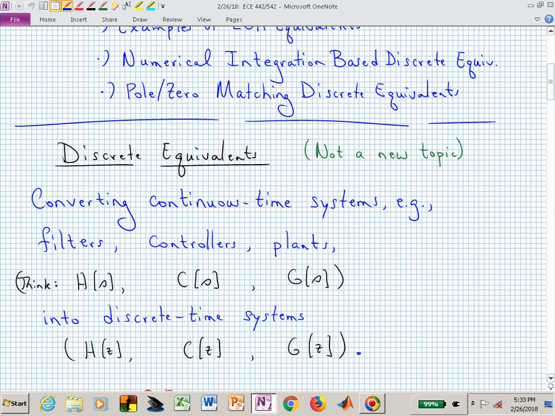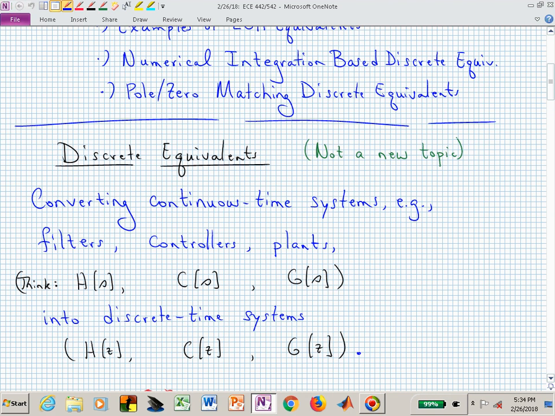Really, when we say discrete equivalents, it's just a way to convert from an analog system or a continuous time system into a discrete time system. And there's many different ways of having a continuous time system. You could have a filter, think a low-pass filter. You could have a controller, maybe that's a proportional integral or a proportional integral derivative controller. That's maybe capital C of S. Or we might have a plant.